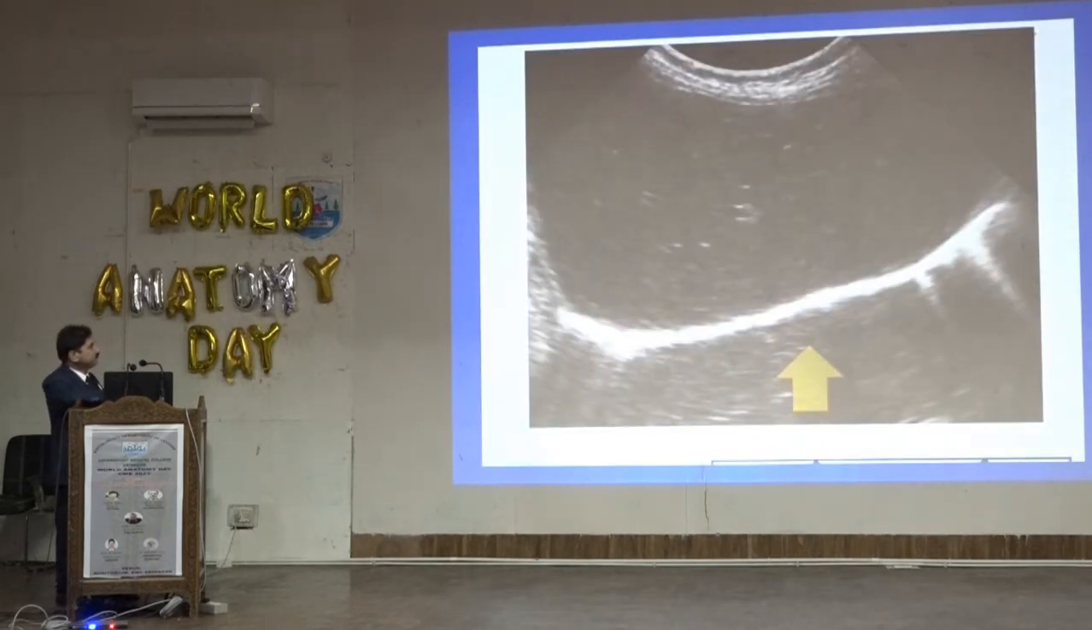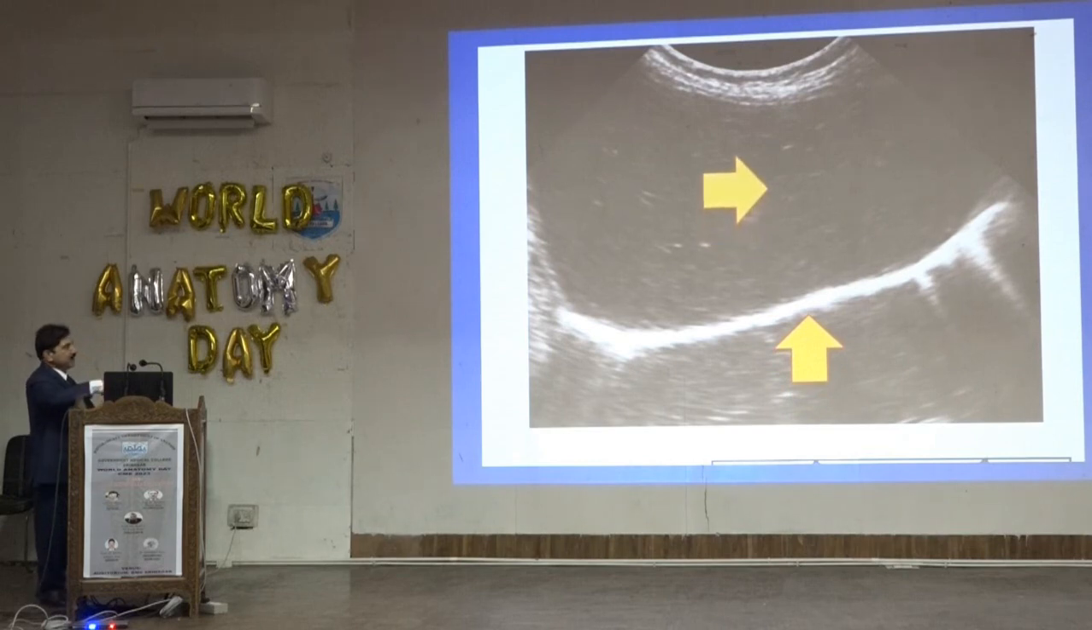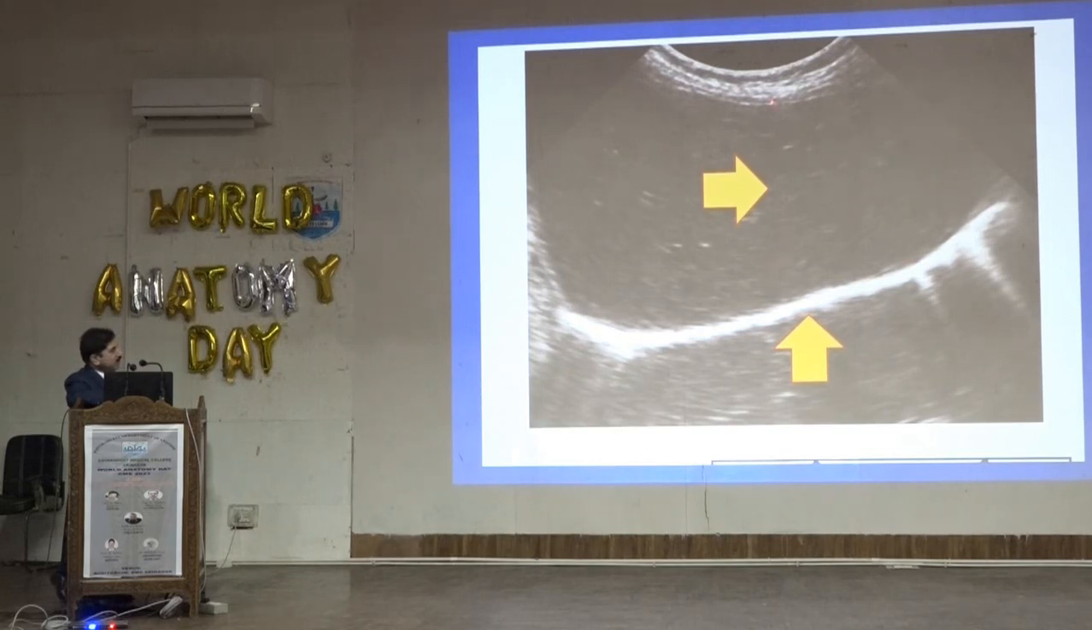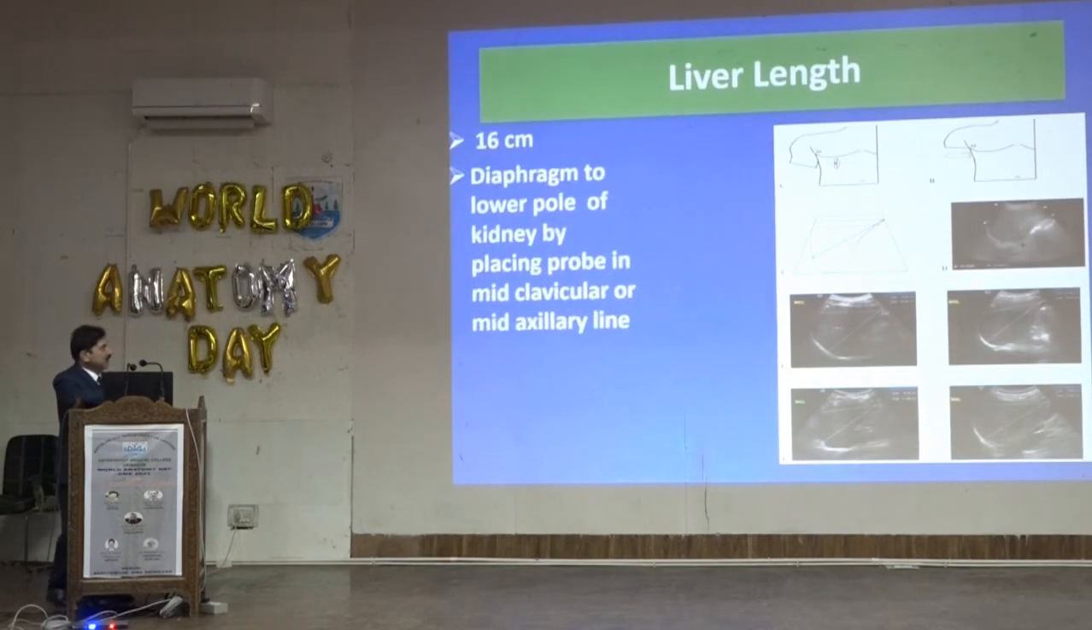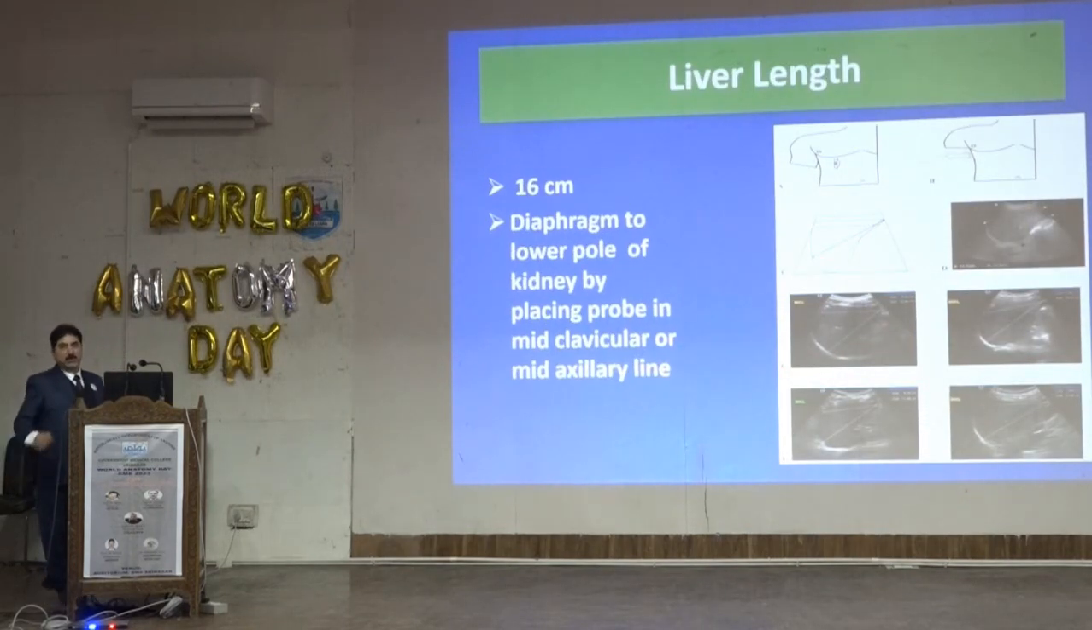So again this is a section of the liver. You can see the hyperechogenic shadow is that of the diaphragm, and this shadow, which is hypoechogenic, is that of the liver. You will not find the length of the liver in anatomy books. When I ask my students during the examination what the length of the liver is, they get confused, because the length of the liver is not given in anatomical books, it is given in the books of radiology.